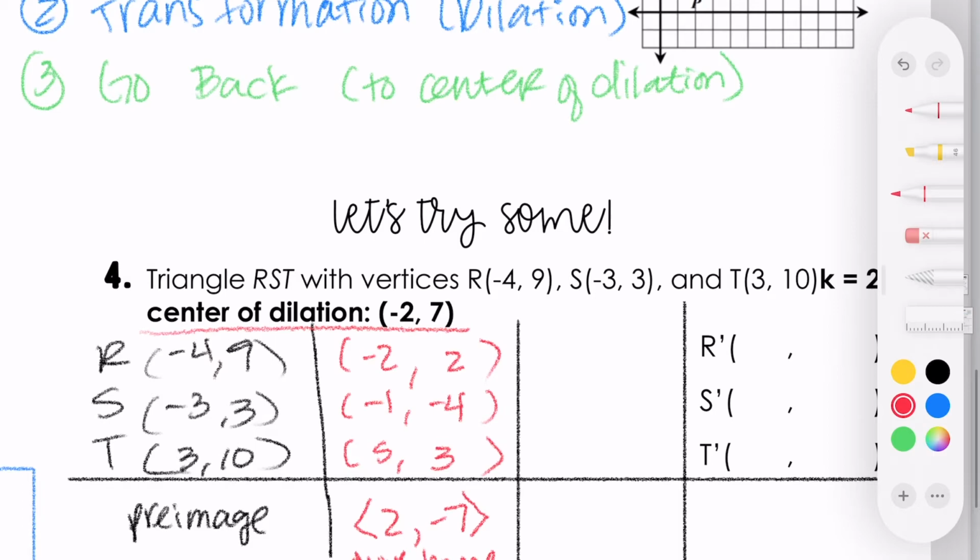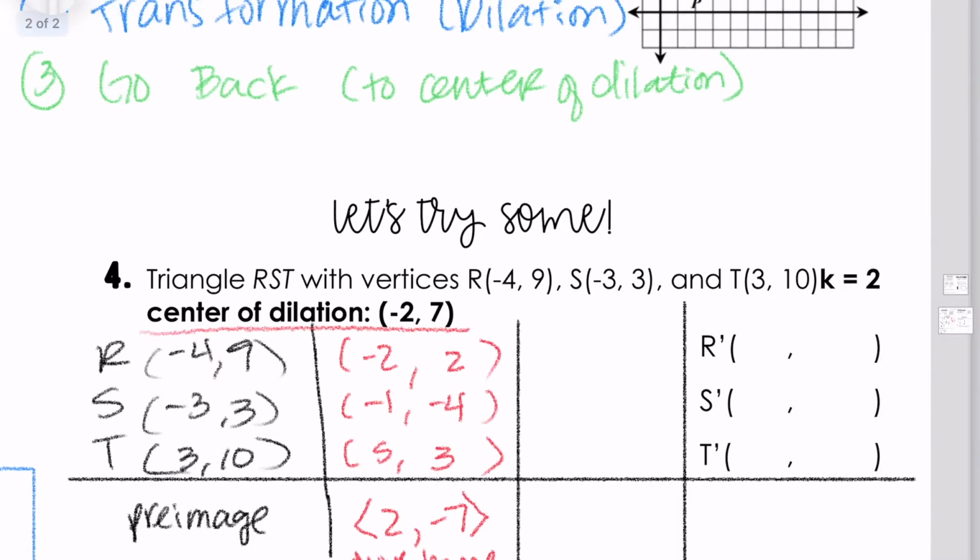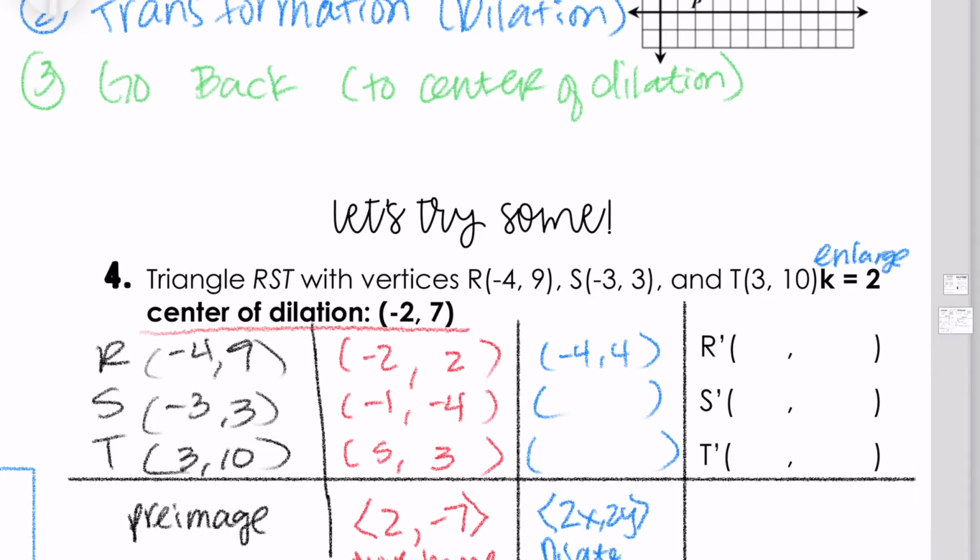My next step, actually apply the transformation. So for my transformation, I am dilating. And in this case, you'll notice that it's an enlargement because my scale factor is more than 1. So what we're going to do is multiply each of these by 2. And again, you can go down the column or across the point. So I'm going to get negative 4, 4, negative 2, negative 8, 20, 10, I applied a little too much, and 6.